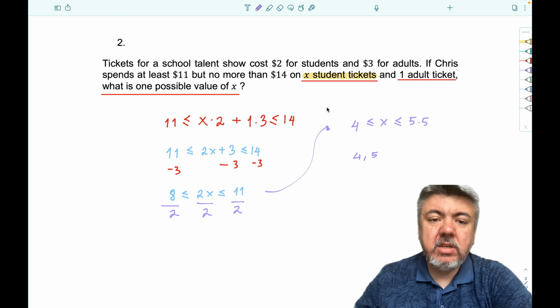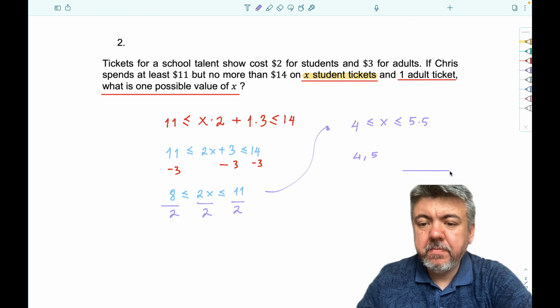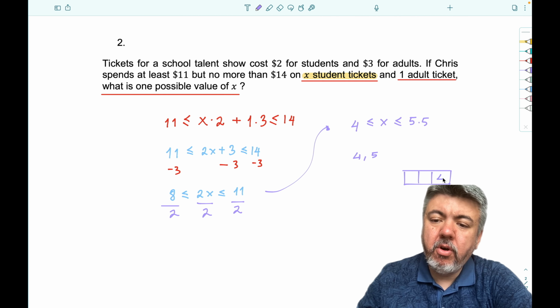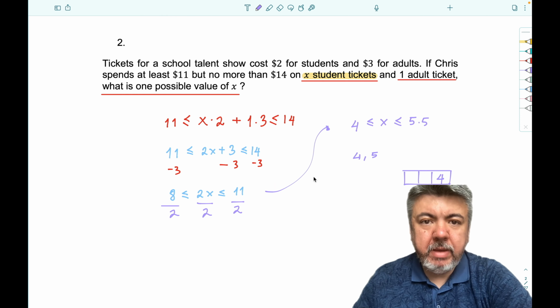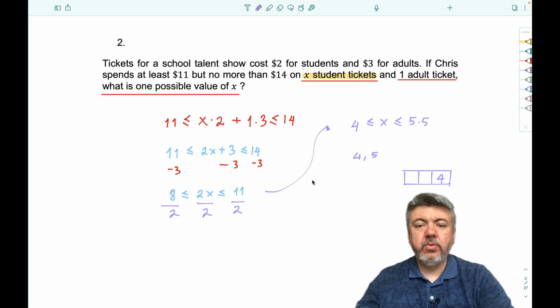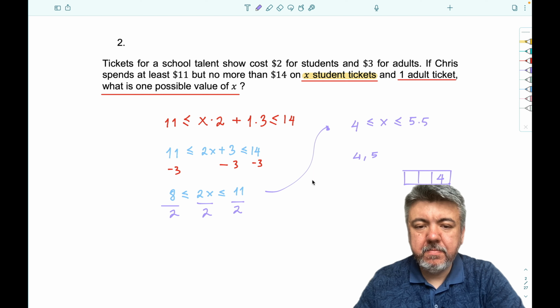Since it's going to be a grid-in question, just writing 4 or 5 will be enough to get this question correct.